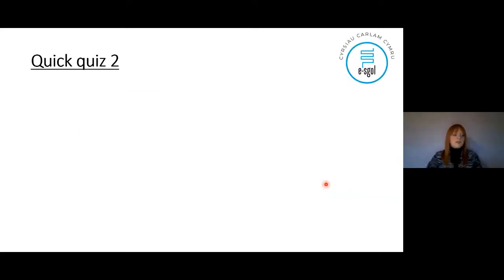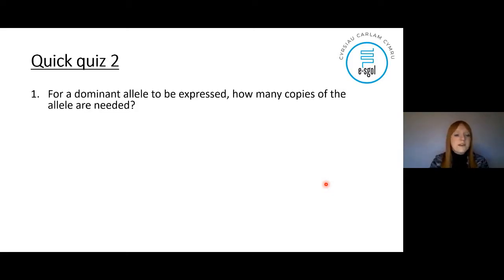Let's have a look at the quick quiz then. So we'll do it exactly the same as we did before. I'm going to read out the question and you are going to say aloud the answer. Question 1: for a dominant allele to be expressed, dominant now, capital letter, how many copies of the allele are needed? Say your answer aloud.